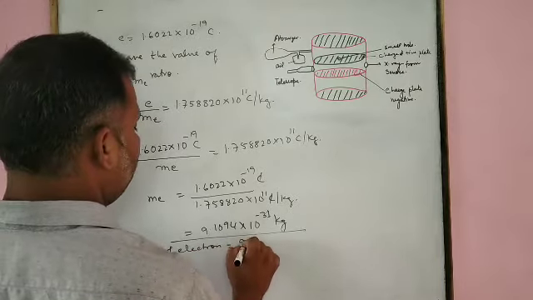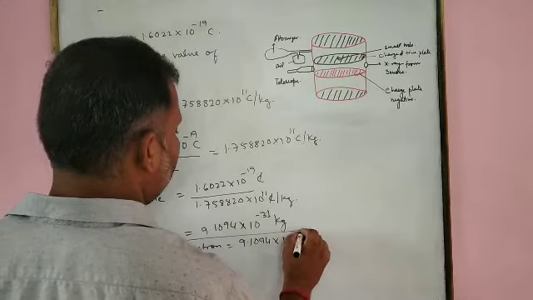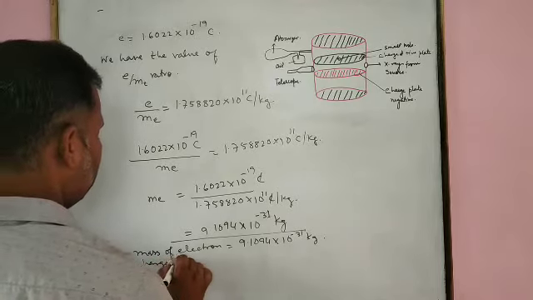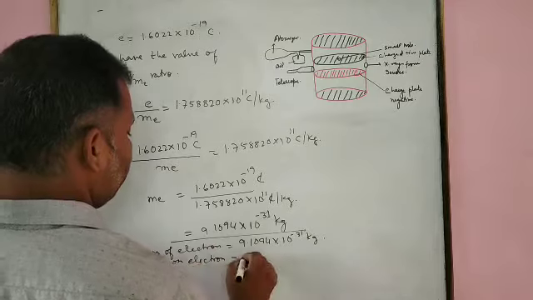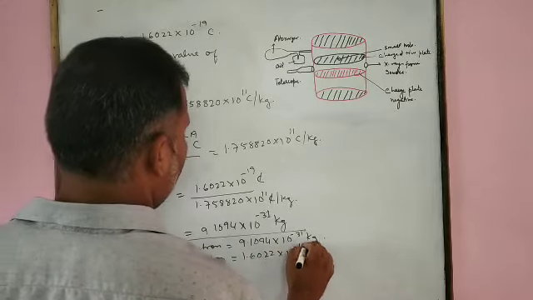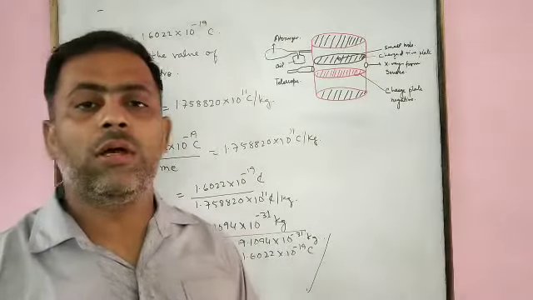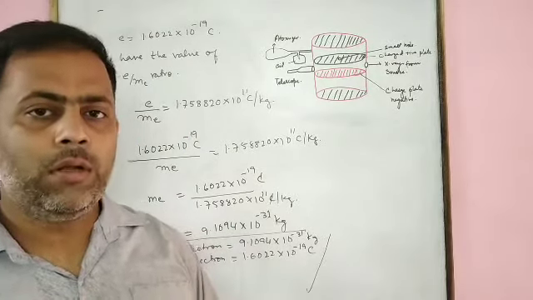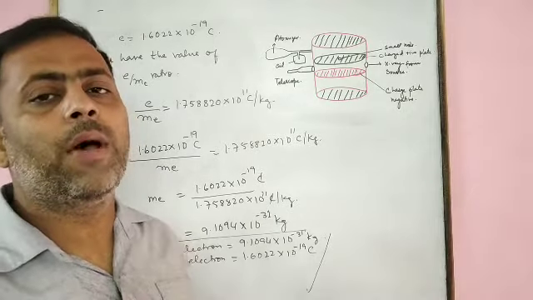is equal to 9.1094 into 10 to the power minus 31 kg. The charge on electron is equal to 1.6022 into 10 to the power minus 19 coulomb. This is how, by the use of J.J. Thomson's experiment and R.A. Millikan's oil drop experiment, we are able to know the charge of electron together with the mass of electron.